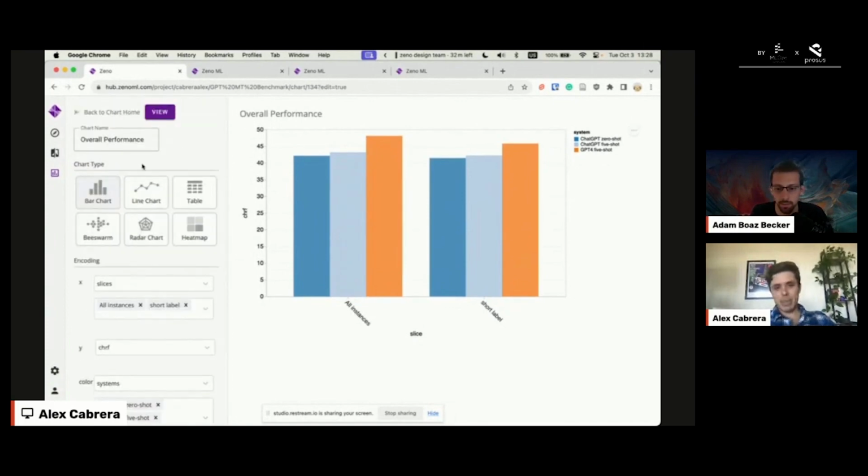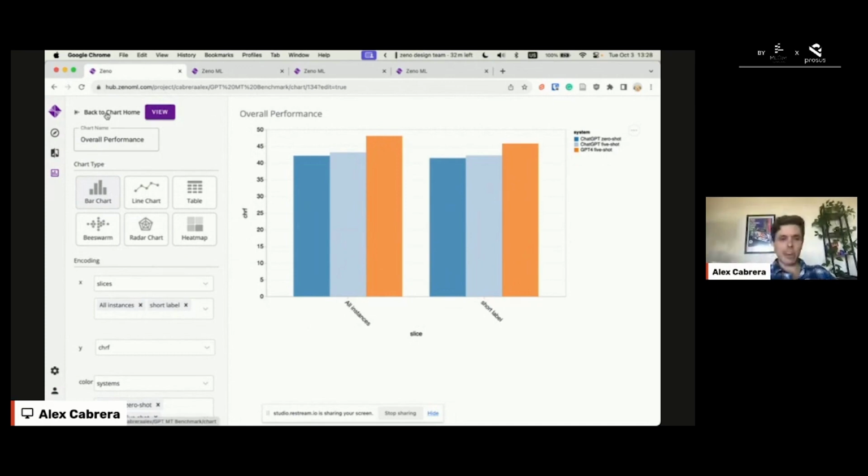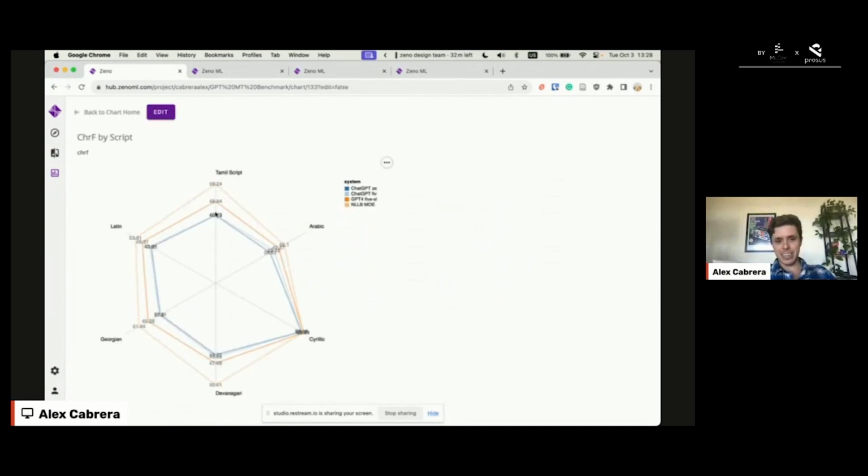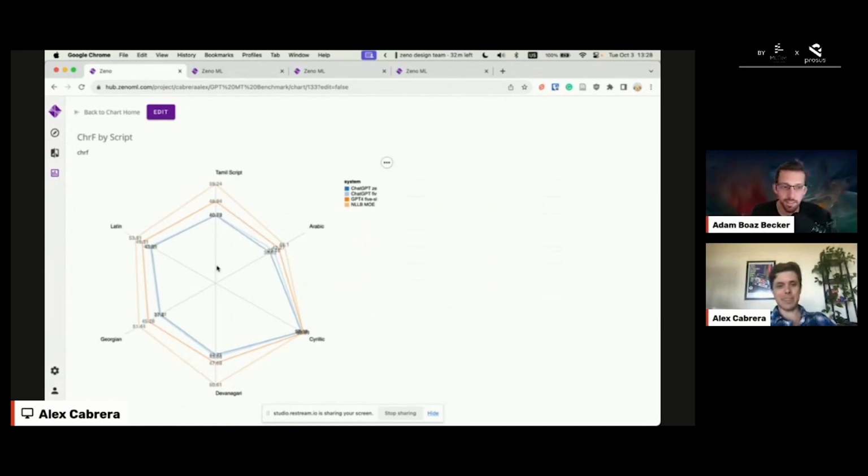And the charts, the same as with the other features, don't depend on the data. You can create any slice you want, create any visualization you want. Another interesting one that I like is this spider or radar chart, which has gotten popular for looking at LLMs across a bunch of dimensions. This is actually looking at the script of the language, like Latin script versus Georgian script.